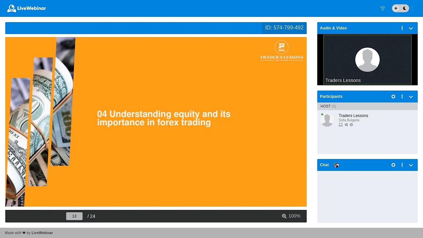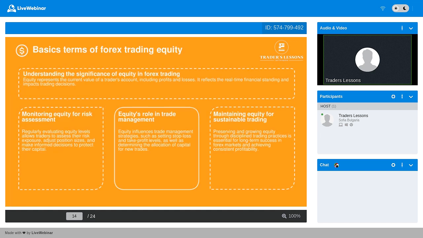Understanding equity and its importance in forex trading. Now, as I said, basic terms of forex trading: equity. Equity represents the current value of a trader's account, including profits and losses. It reflects the real-time financial standing and impacts trading conditions. Meaning, if your equity is high, you can go and trade more. If your equity is too low, you should wait or try to maximize your trading. So both ways, it will impact your trading decisions and trading conditions.